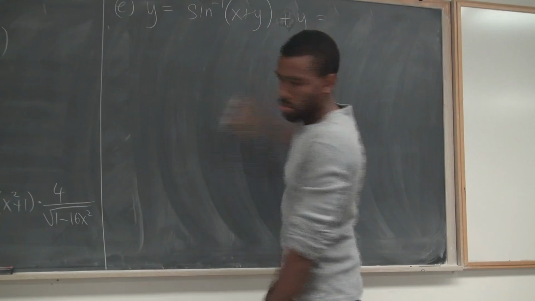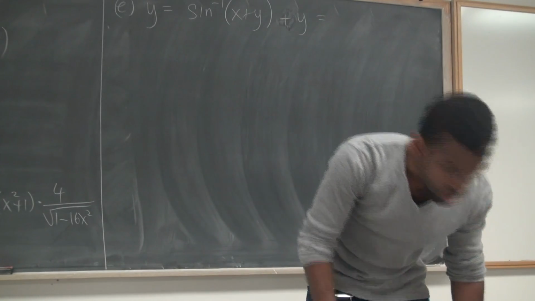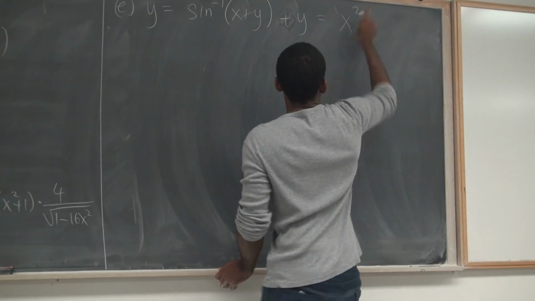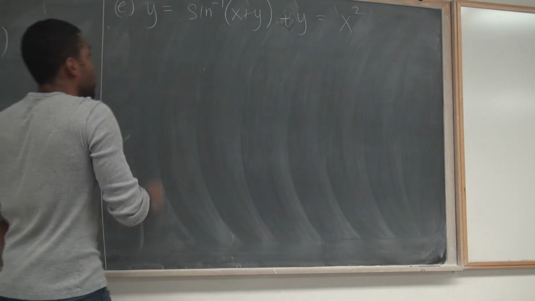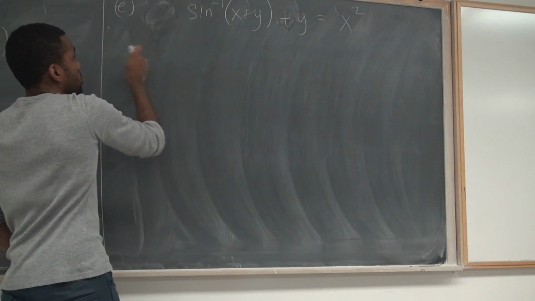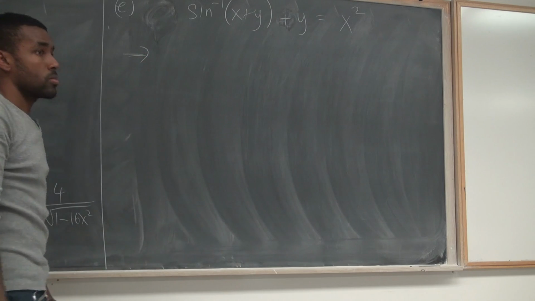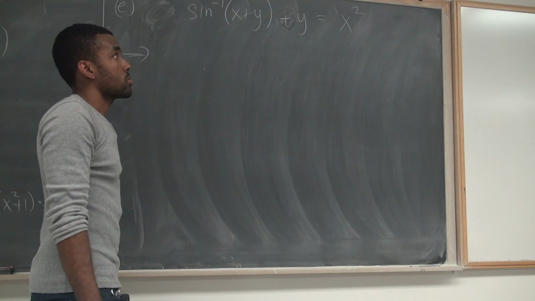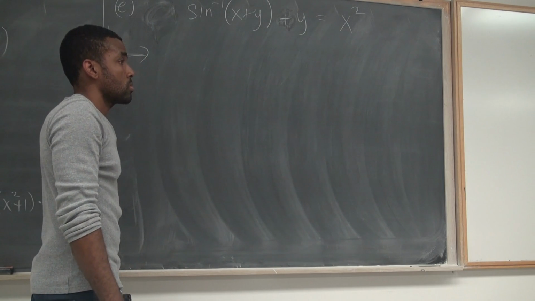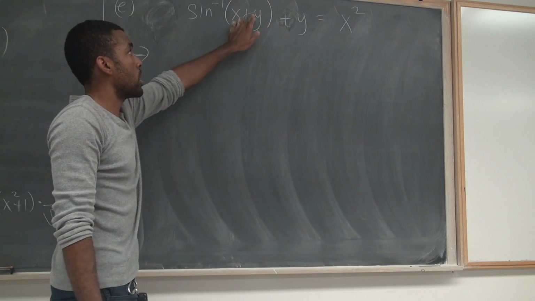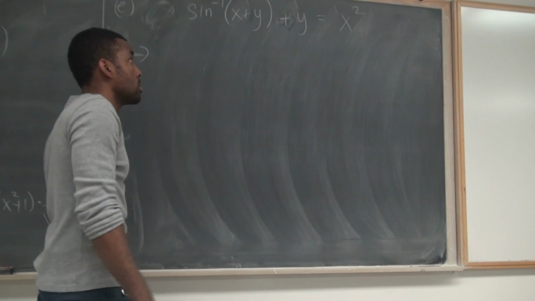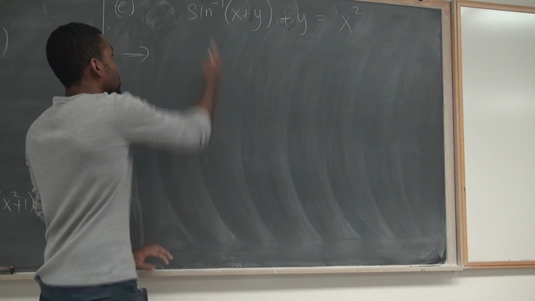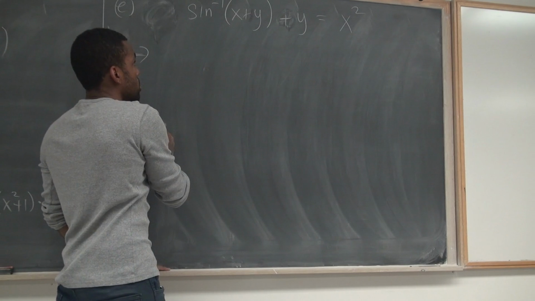Plus y equals x squared. How do you find y prime? You can't solve for y, so what do you do? Implicit differentiation. So you differentiate this, which is going to be what?